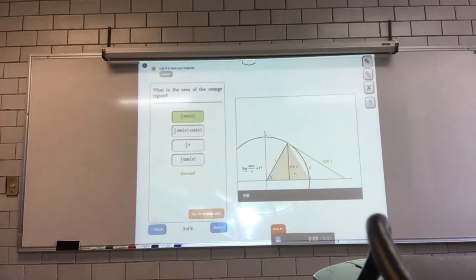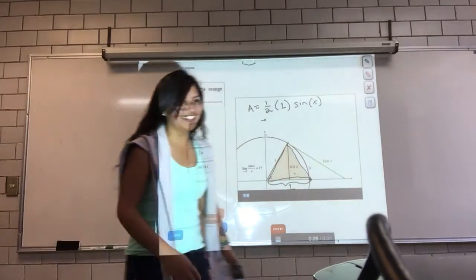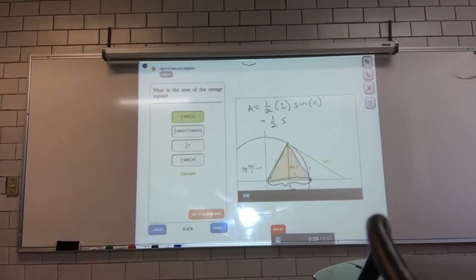The orange region is a triangle. The base here is the radius of the circle. You'll notice that it ends on a circle, and that circle has radius 1, so the base is 1. So the area is 1/2 times the base, which is 1, times the height, which you said is sine of x, or 1/2 sine of x.